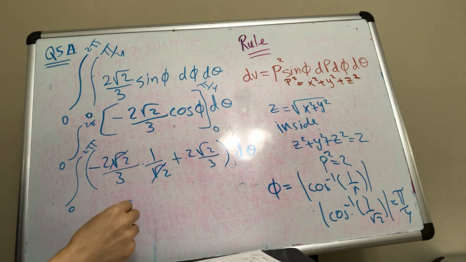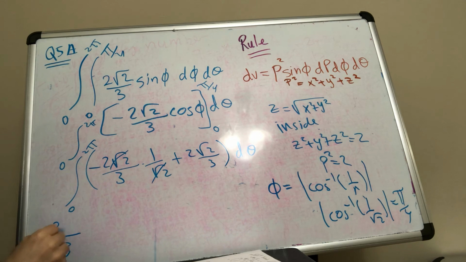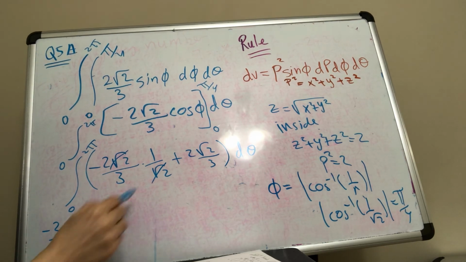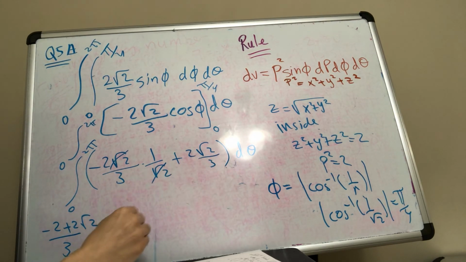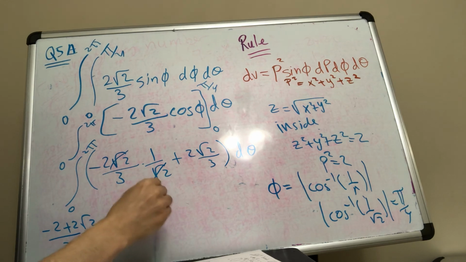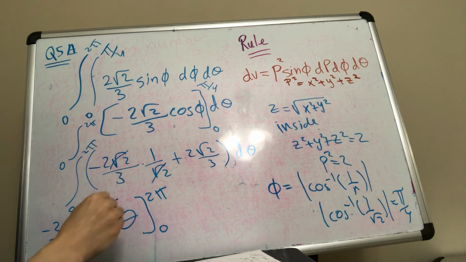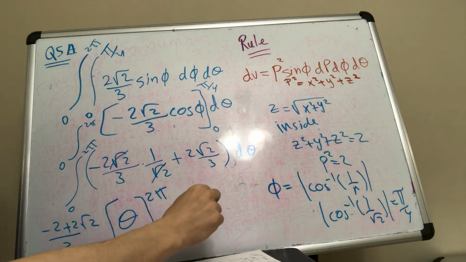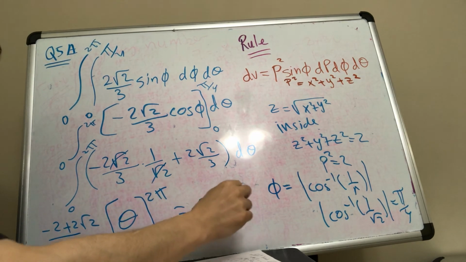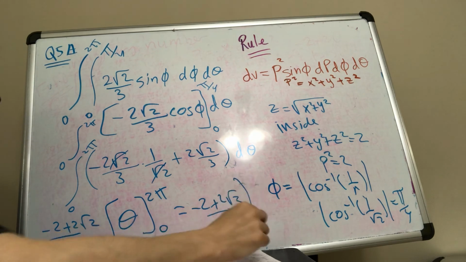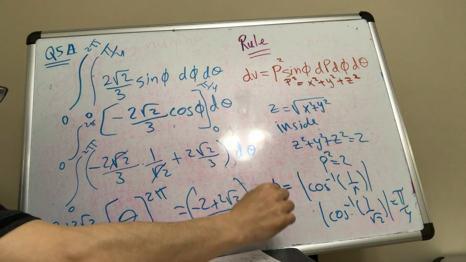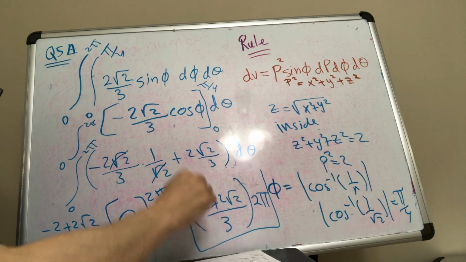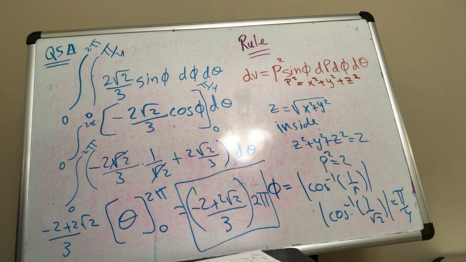That cancels, that cancels. So you're integrating a constant. The constant is denominator 3, 2 minus 2 root 2. You're integrating this, and that would be theta, from 2 pi to 0. You plug in the 2 pi, you plug in the 0, eventually you get 2 plus 2 root 2 over 3 times 2 pi. This is the final answer.